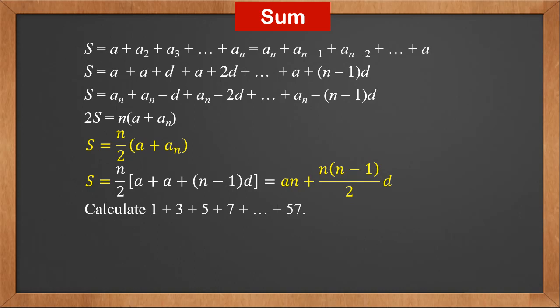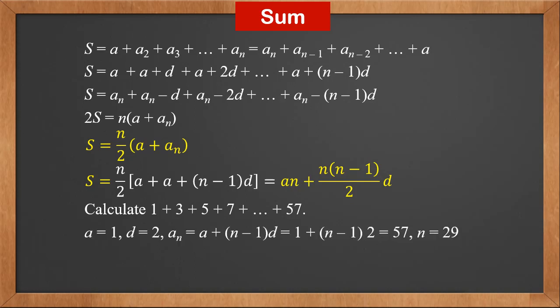For example, calculate 1 plus 3 plus 5 plus 7 up to 57. This is the sum of an AP. The first term a is 1. The common difference d is 2. Now let's find out the number of terms n. We know an is a plus n minus 1 d, which is 1 plus n minus 1 times 2. an is 57. So n is 29. Using the first formula, we get s as 29 times 1 plus 57 over 2, which is 841.